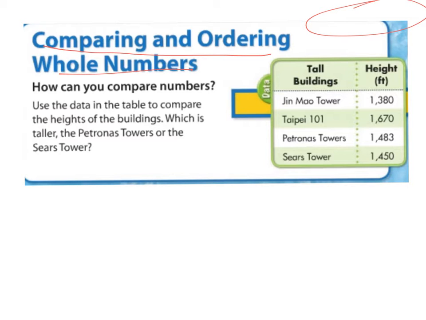Okay, so I'm going to look at this table over here, and they asked us a specific question, and they only want me to look at the Petronas Tower and the Sears Tower, so that's all I'm going to care about. So now I'm looking over here, and I know I'm only going to care about these two values. But the question is, how can I compare those?